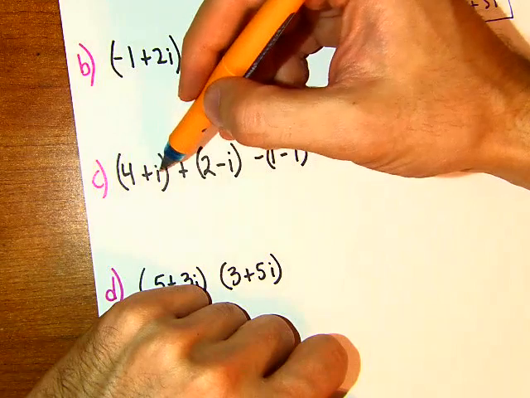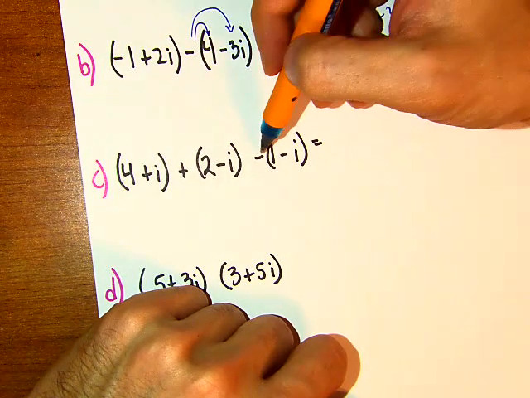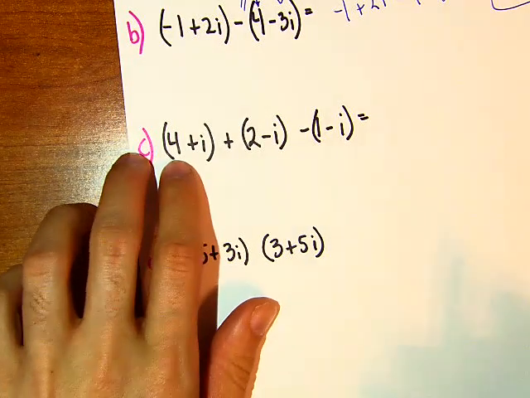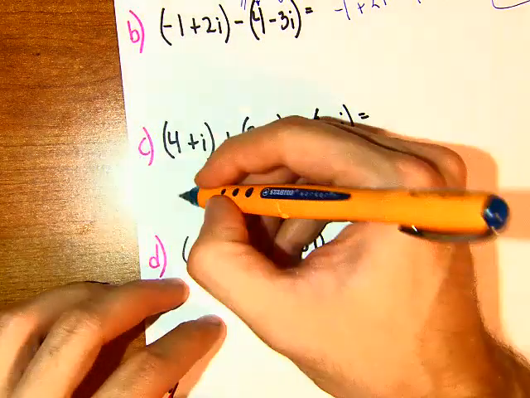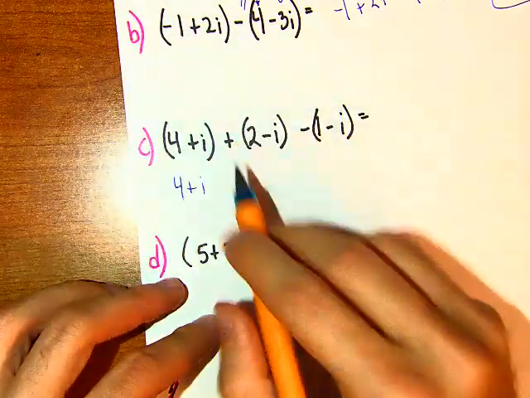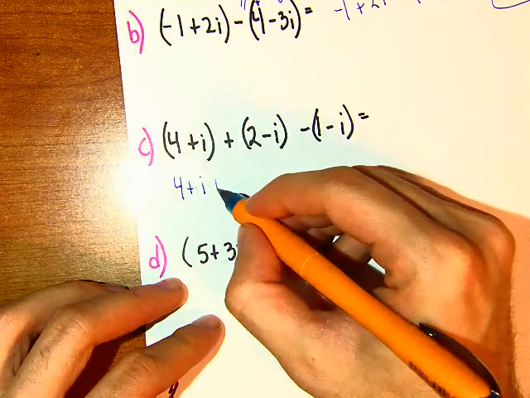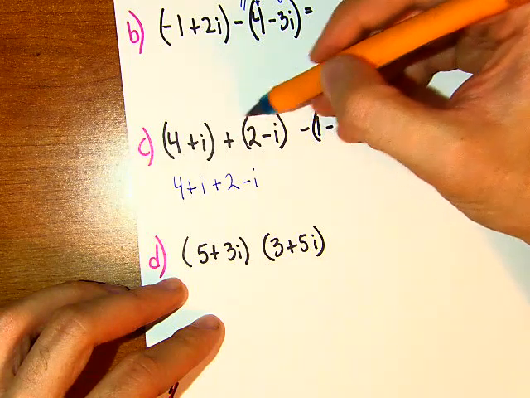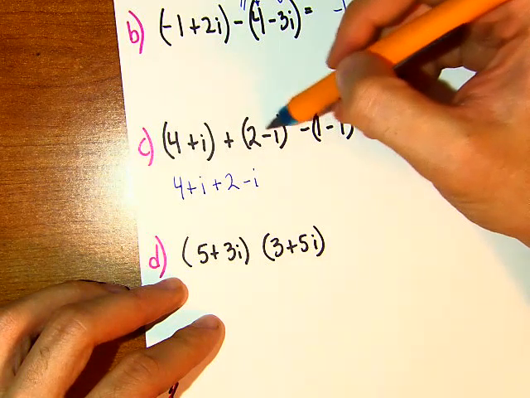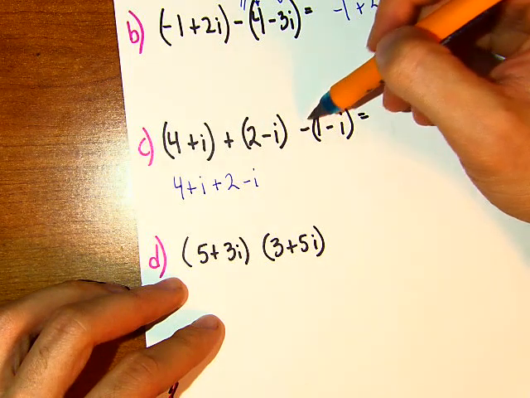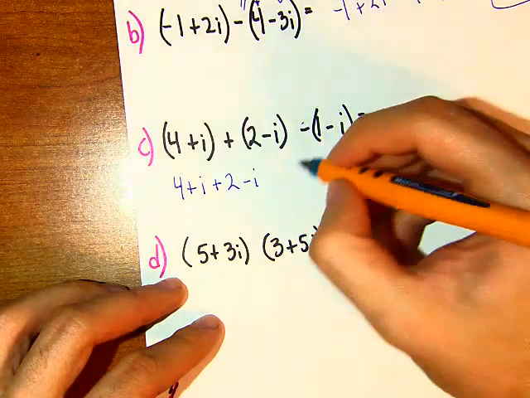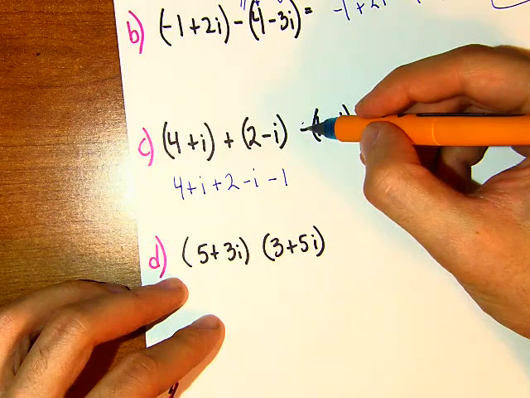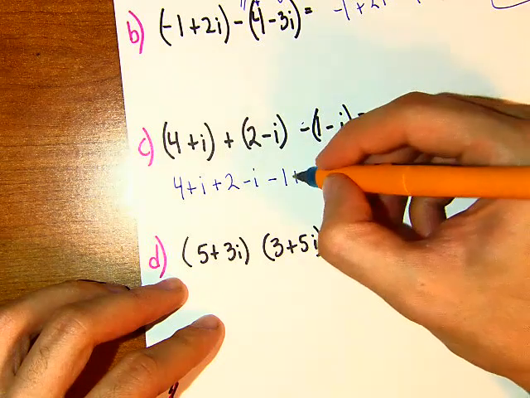Next one, letter C. We have 4 plus i plus 2 minus i minus 1 minus i. Just take your time. This 4 plus i, we can't do anything, so we write it here. This 2 minus i, nothing happens, because here there's that positive 1. When you distribute the positive 1, remember, nothing happens here. But here, you have to distribute a negative 1. So this becomes negative 1 times 1 is minus 1. And negative 1 times minus i is plus i.